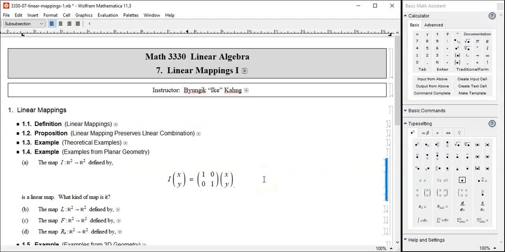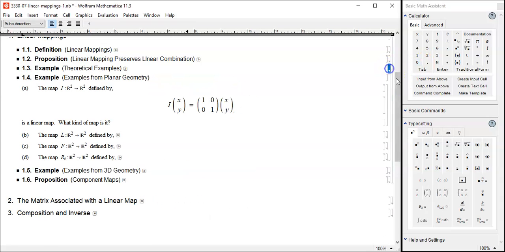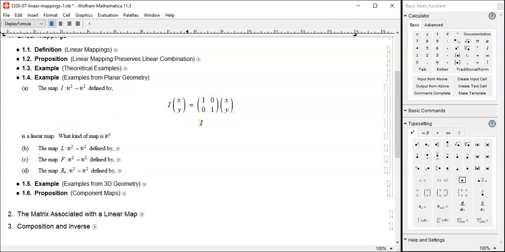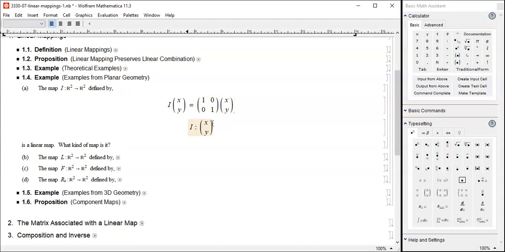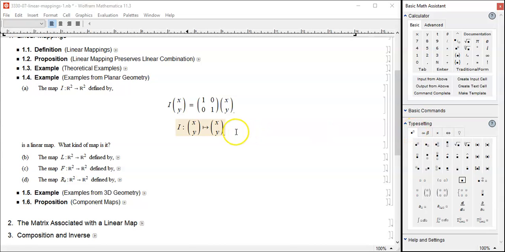Here's an example. So we're coming back to this one again. You see, this matrix A here happens to be the identity matrix. In that case, what kind of map is this? Well, identity doesn't change anything, so this will be just identity. XY will go to XY, and that's it. No problem there. Basically, I will send XY to itself. It's an identity map.